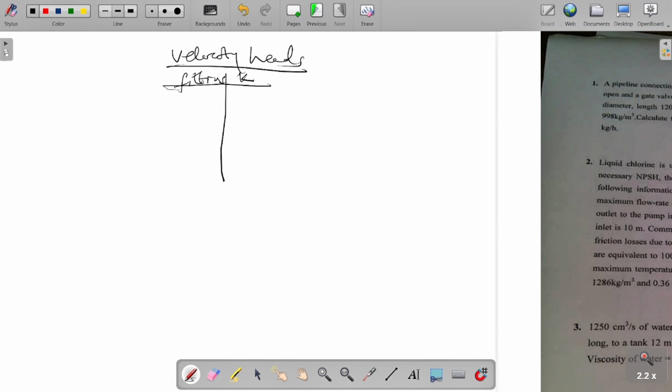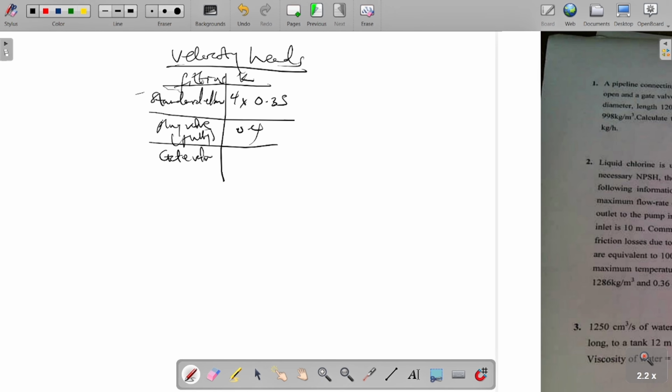So over here, when you check that table that we used, you can see that the standard elbow, we had four, had a value of 0.35 from that table. That's using a velocity head, 0.35. Then the plug valve, which is fully open, had a value of 0.4. Then the gate valve, which is half open, had a value of 4.